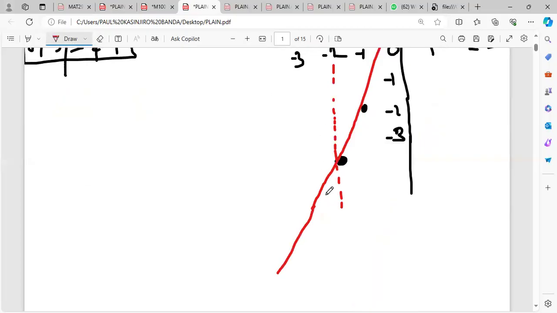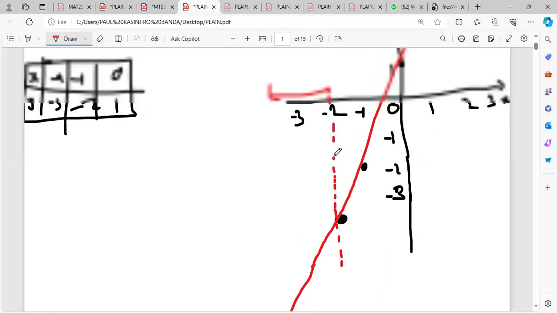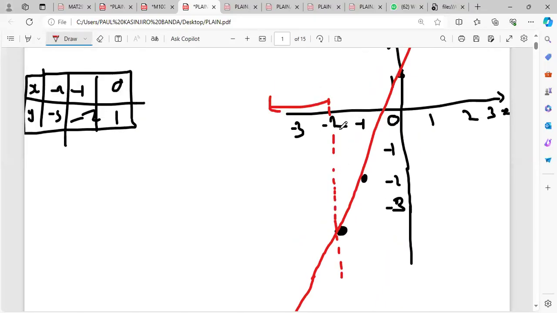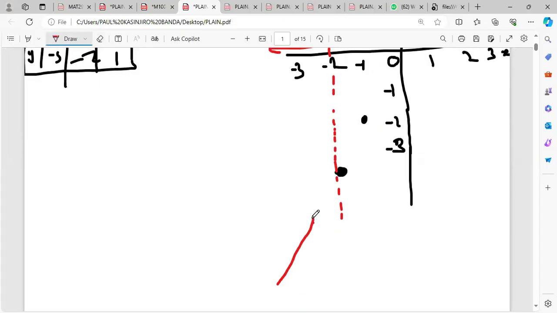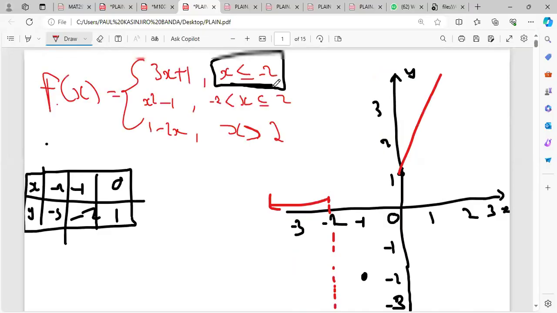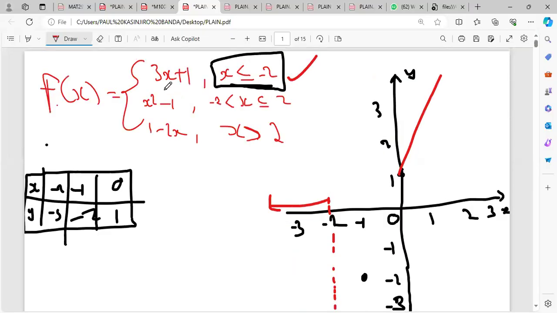Okay, because this line will be the one that satisfies x being equal to minus 2 or less than it. Okay, so all this part that is above here, I'm going to rub it. I just drew it so that you understand. So the only part of the graph that is required for that region will just be this part here, ending there like that. Make sure that this one here is closed. Okay, so we have drawn for this one.